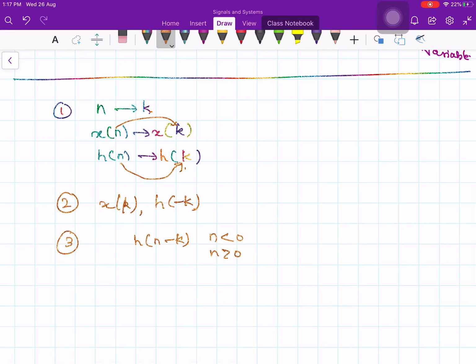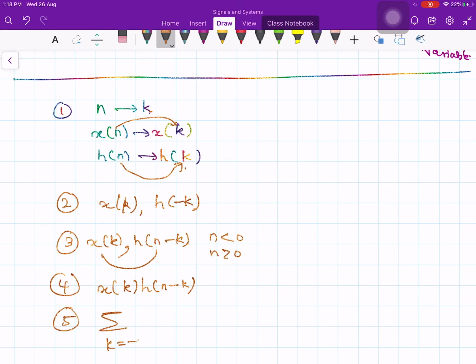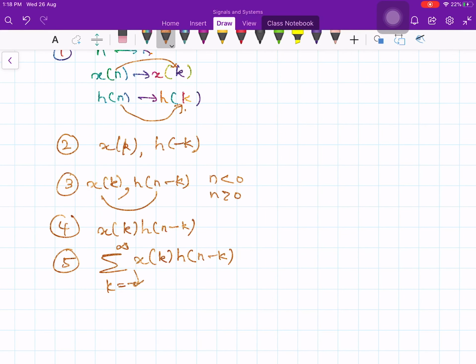This is x of k. Now, what is the fourth step? Multiply these two, x of k times h of n minus k. What is the fifth step? You sum them up, where k equals minus infinity to plus infinity, x of k h of n minus k. Of course, in our case, this minus infinity to plus infinity becomes 0 to n. Now, let us do this one by one.